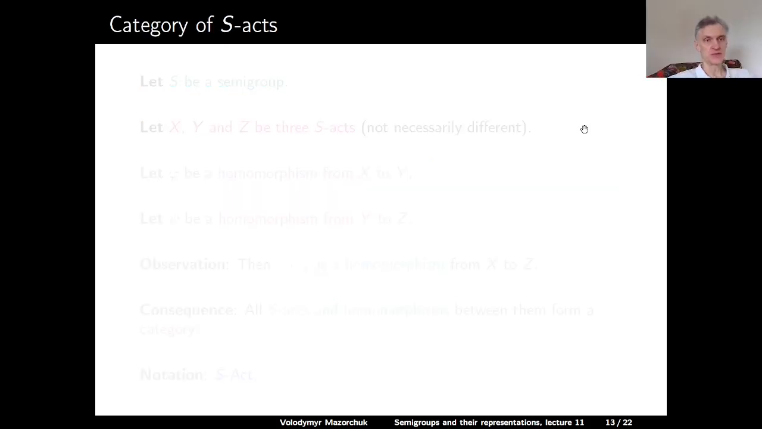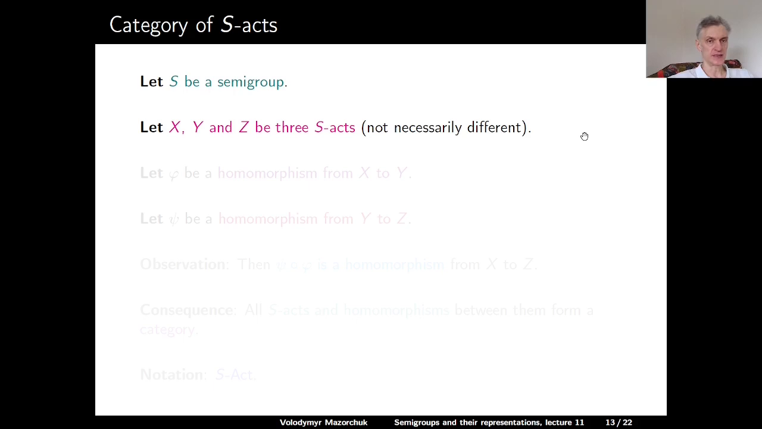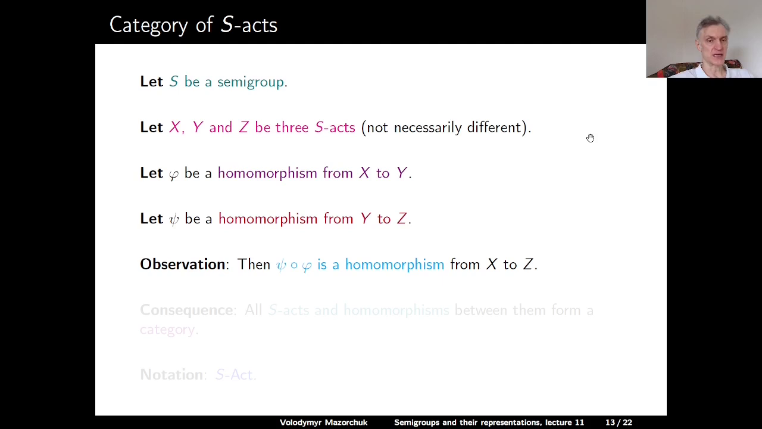Now we can use homomorphisms to define the category of S acts. Let S be a semigroup, and let X, Y, and Z be three S acts, not necessarily different. Let phi be a homomorphism from X to Y, and let psi be a homomorphism from Y to Z. Then the composition of psi after phi is a homomorphism from X to Z. Consequently, all S acts, together with homomorphisms between them, form a category.